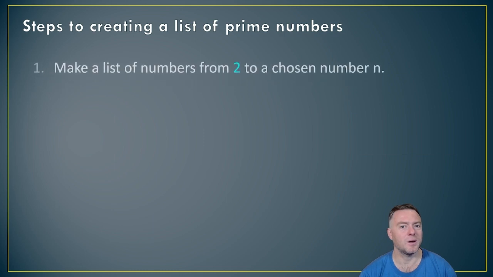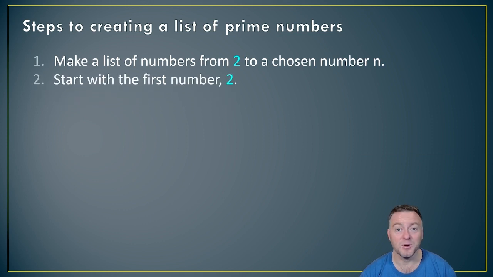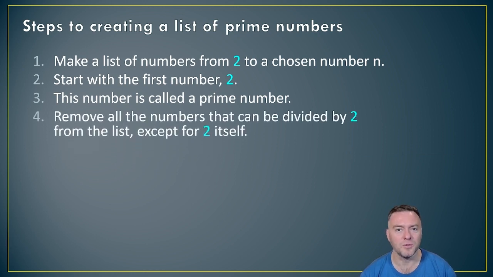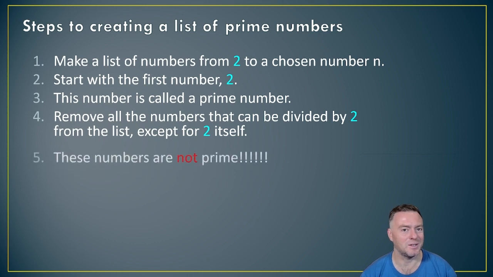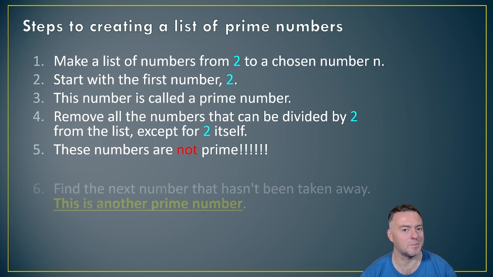So steps to create a list of prime numbers. First, make a list of the numbers from 2 to a chosen number. Start with the first number, which is 2, and this is a prime number. And then remove all the numbers that can be divided by 2 from the list, except for 2 itself, obviously. These are not prime numbers, so those are composite numbers.